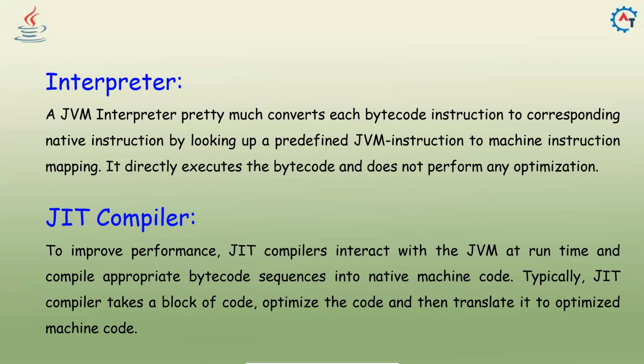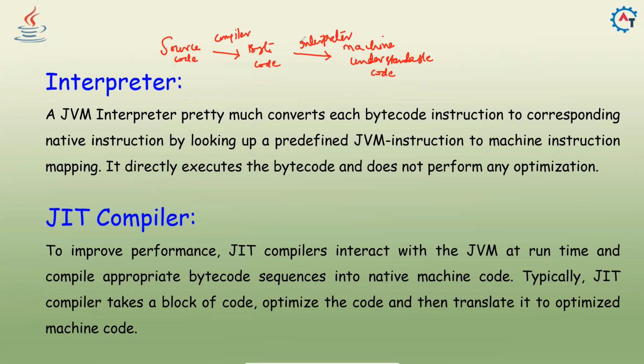Okay, so if you talk about this one, you have your source code. This source code can be converted to bytecode. How is it converted? Using compiler, right? Then bytecode can be converted to machine understandable code. This machine understandable code conversion is done by the interpreter. So Java is compiled and interpreted, right? Then you can execute this code.